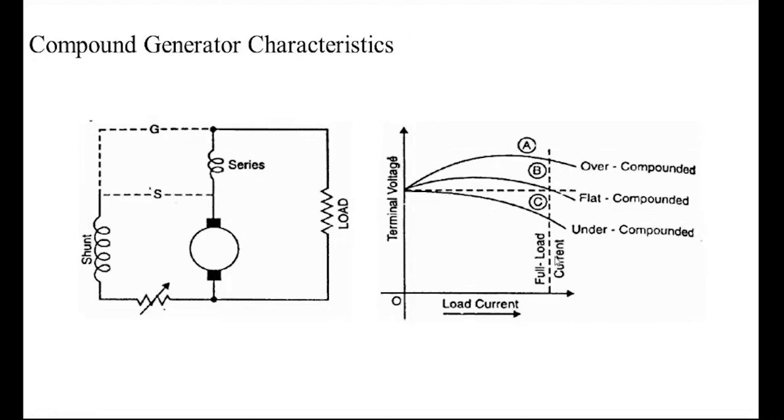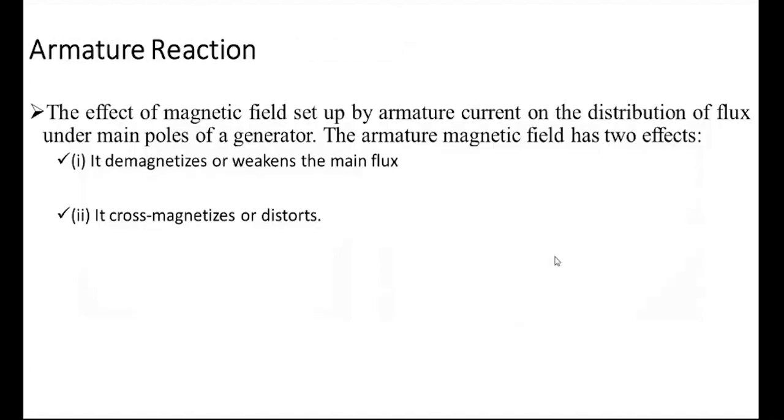Based on their connections, we can divide it into three types: over compounded, flat compounded, under compounded. If the flux of the series field winding is decreasing the total flux, it means under compounded. If it is equal, it is flat compounded. If it aids the total flux strength, meaning the total flux is increasing, it is an over compounded DC generator. Compound generator.